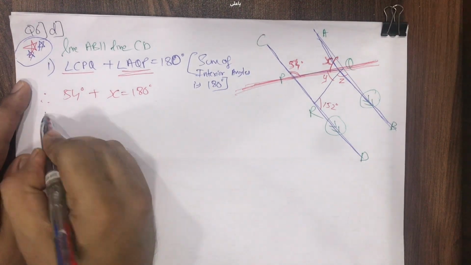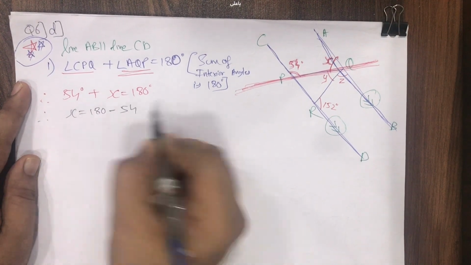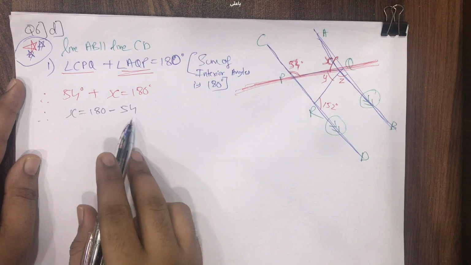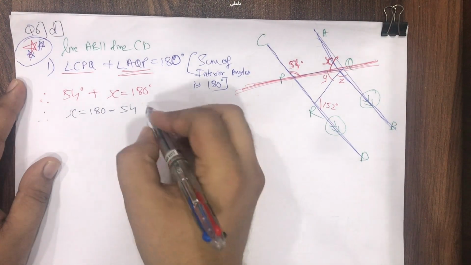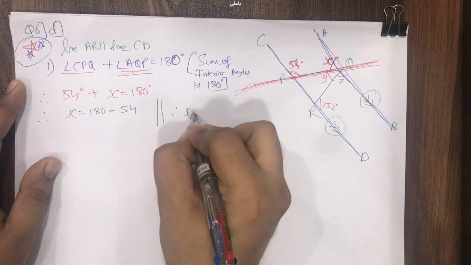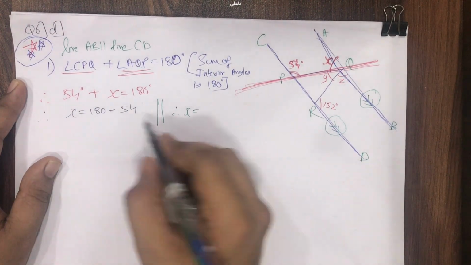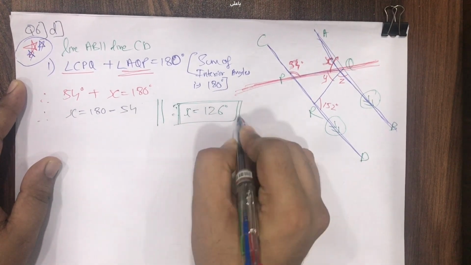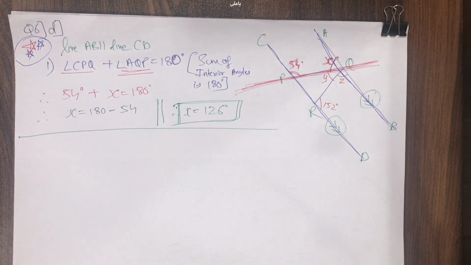So therefore X is equal to 180 minus 54, and 180 minus 54 is 126 degrees. I don't have place, that's why I'm writing it like this here; you will write one below another. Therefore X is equal to 180 minus 54, which is 126 degrees. This is our first answer. We got it. Okay, next.